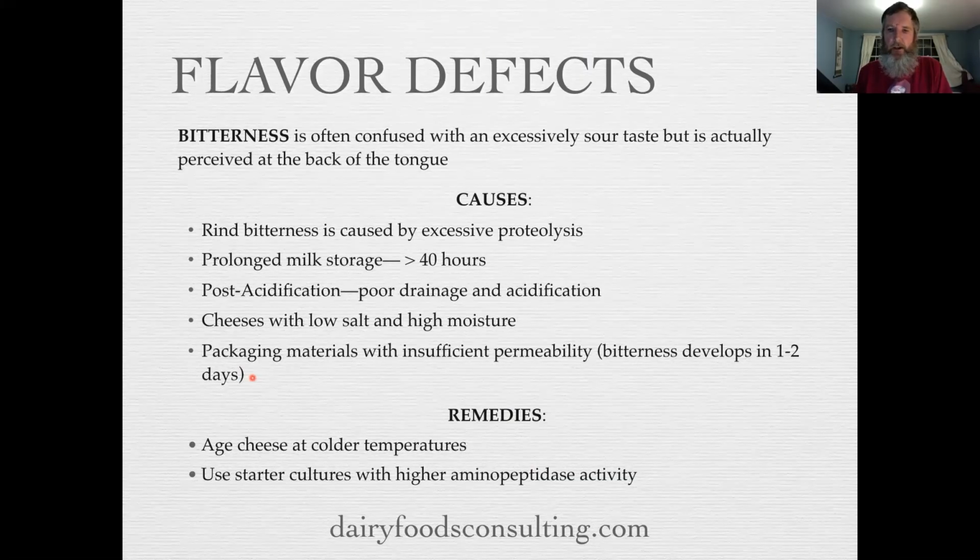If that vapor can't leave the cheese, it's going to drive proteolysis and create this bitterness on the rind. So age the cheese at colder temperatures if you can. That'll keep bitterness from developing. And then take a look at the starter cultures, because with the mesophilic type starters, some of the specific strain direct vat set starters have higher aminopeptidase activity. They're breaking down the peptides that we perceive as bitter. So then we'll lose the bitterness that way.